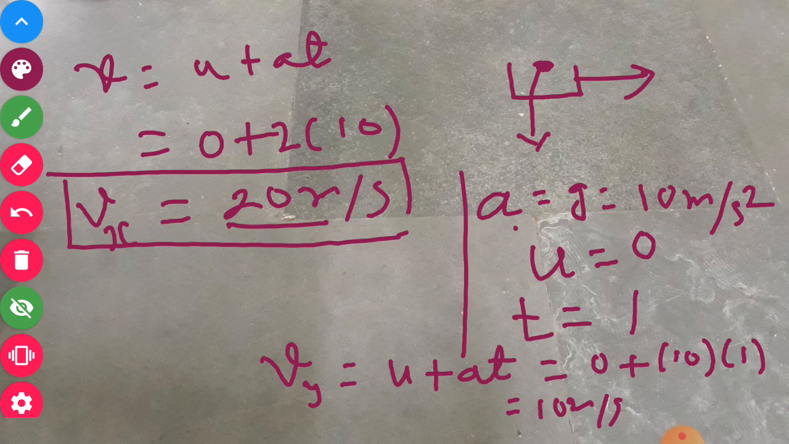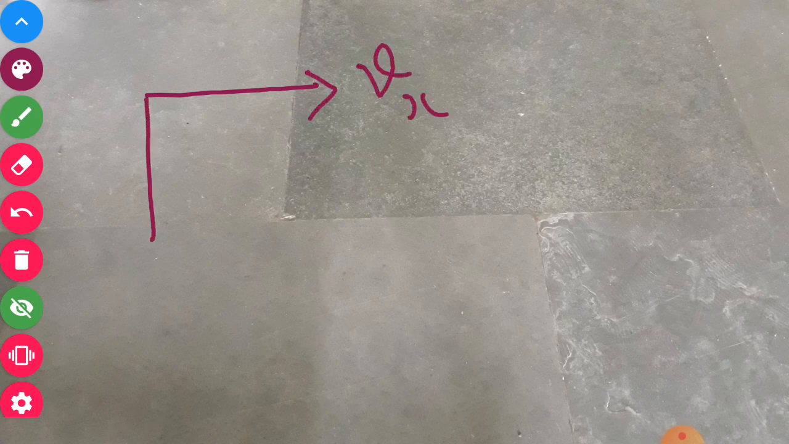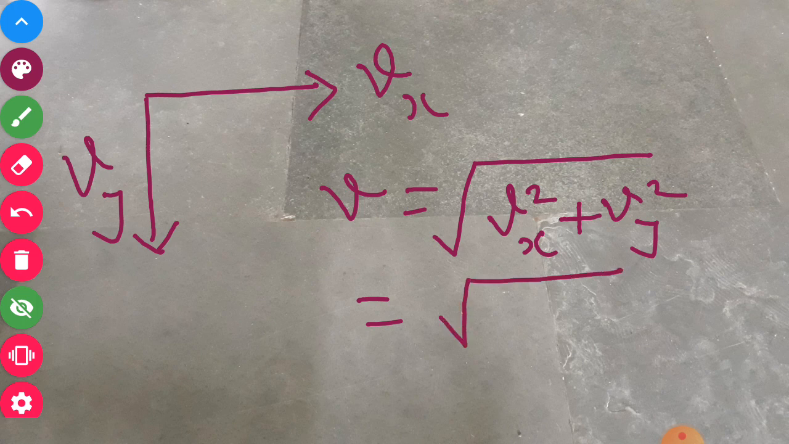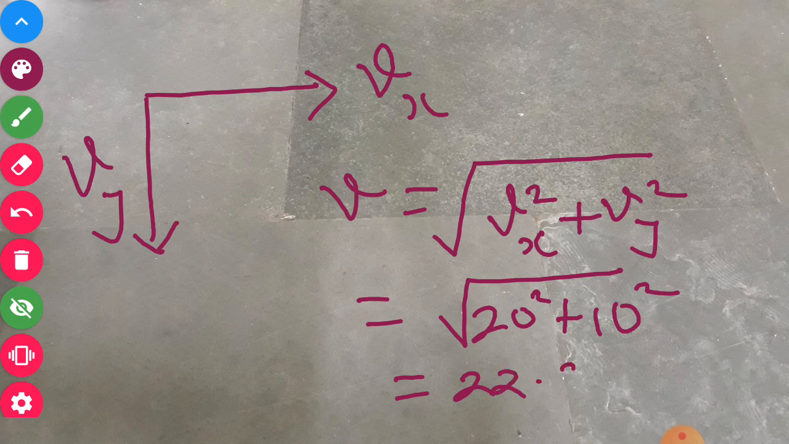Now we want to find the resultant velocity, one in the x direction and the other in the y direction. One velocity is Vx, the other one is in the y direction. The resultant can be found by using the Pythagoras rule: square root of Vx square plus Vy square. Vx is 20, so 20 square plus 10 square, and if you find this, you will get about 22.36 meter per second.